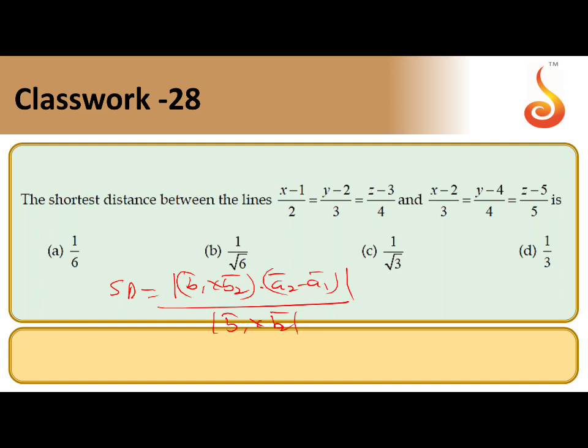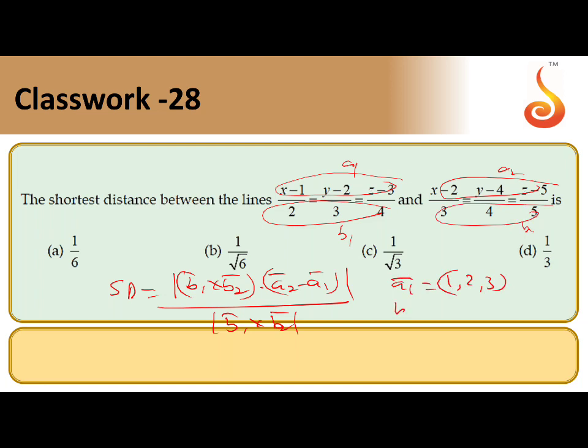So what is A1, B1? A1 is a point on the first line, and here you will get B1. Here you will get A2, and this will give B2. So A1 is the point (1, 2, 3). B1 is the DRs of the line, (2, 3, 4). Next A2 is (2, 4, 5) and B2 is (3, 4, 5). This is the given data. So now what is our job? Calculate B1 cross B2, calculate A2 minus A1 and substitute in the formula to get the answer.